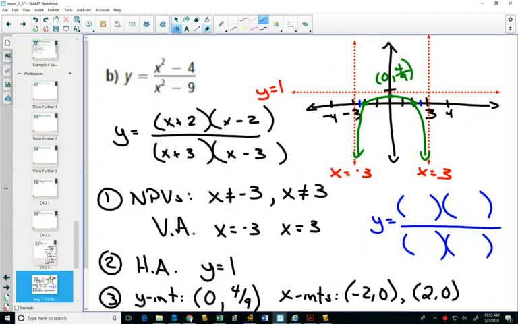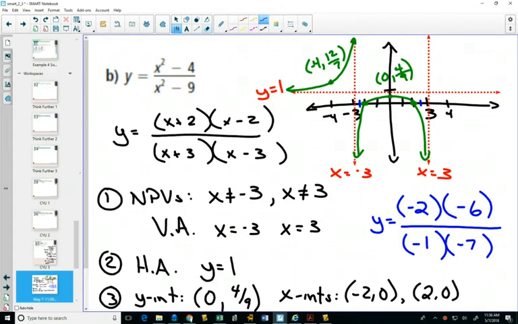If I plug in negative 4, I'm going to get negative 2, negative 6, negative 1, and negative 7. Multiply that out, I'll get 12 over 7, which is slightly bigger than 1. So that tells me my graph in this section looks like that.